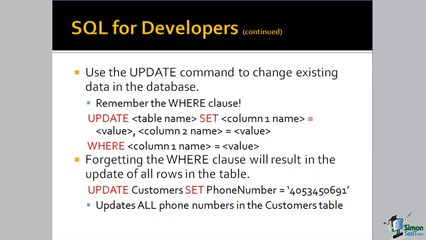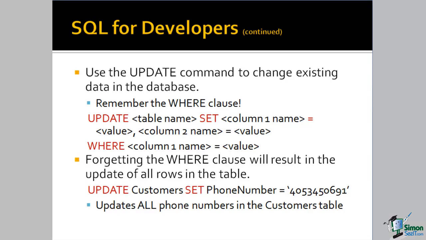If we want to update the value of data that already exists in the database, then we would use the update command. The update command syntax is the keyword update, some table name, the keyword set, and then pairs of column names and values. Column name equals some value, separated by commas.